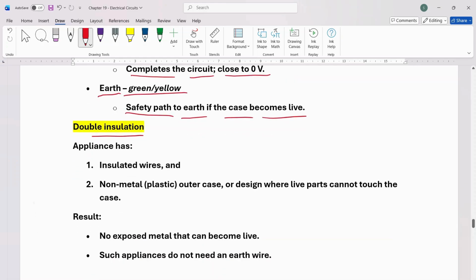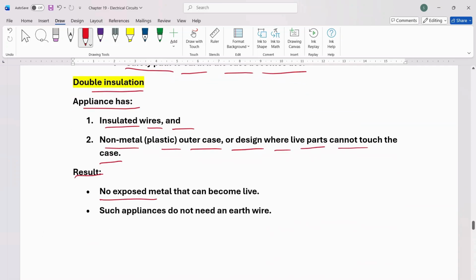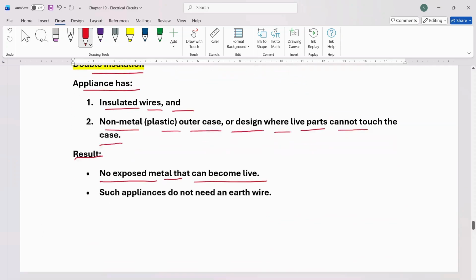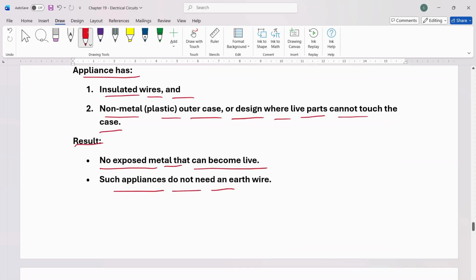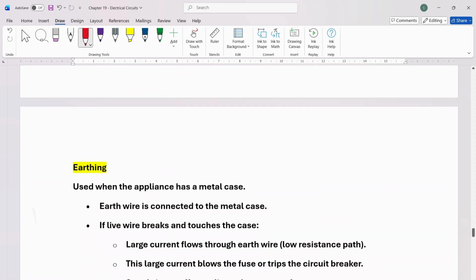Double insulation. Appliances have insulated wires and a non-metal plastic outer case, or a design where live parts cannot touch the case. Result: no exposed metal that can become live. Such appliances do not need an earth wire.